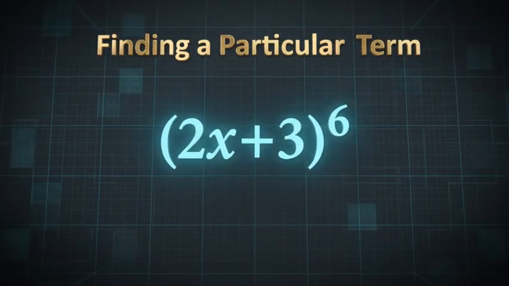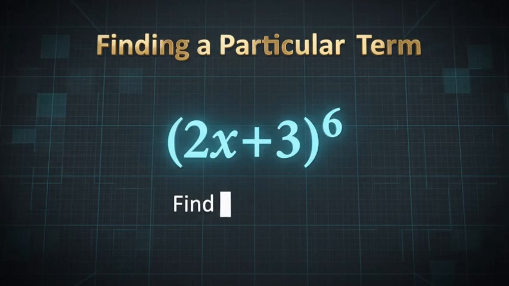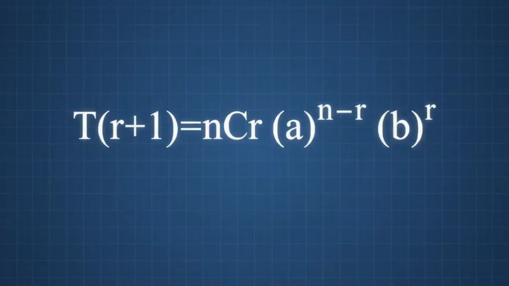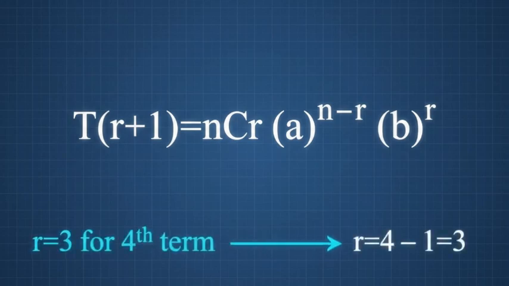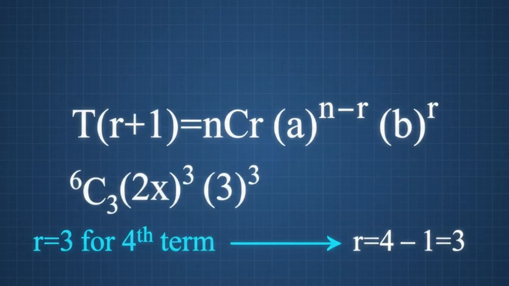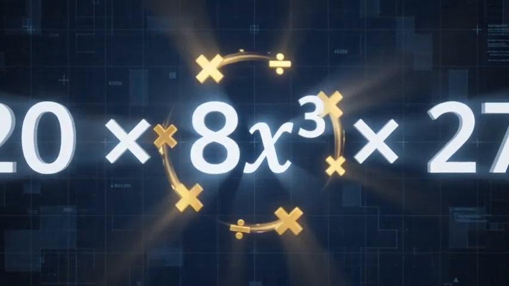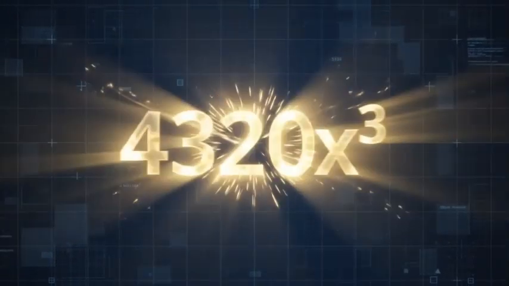Sometimes examination questions ask for only one particular term instead of the full expansion. Since the fourth term corresponds to r equals 3, substitute that value into the general term formula. After simplifying, the fourth term is 4,320x cubed.